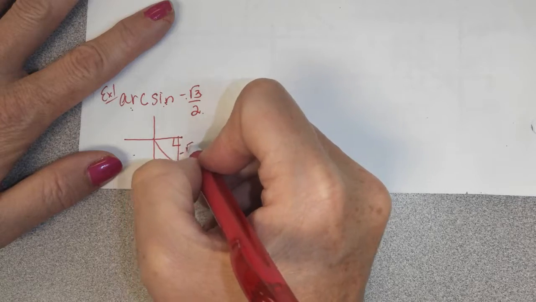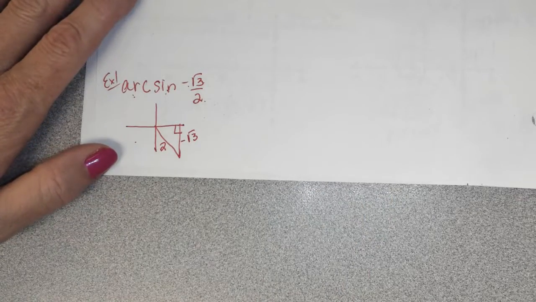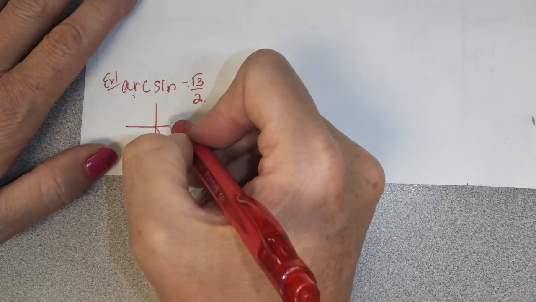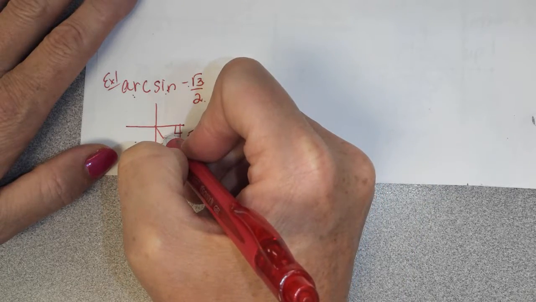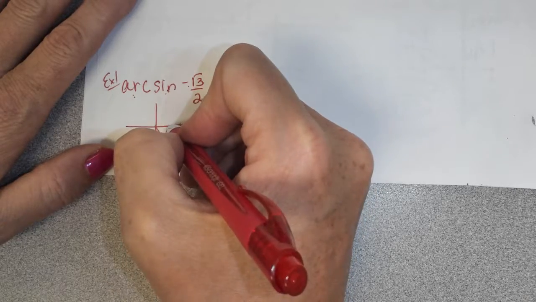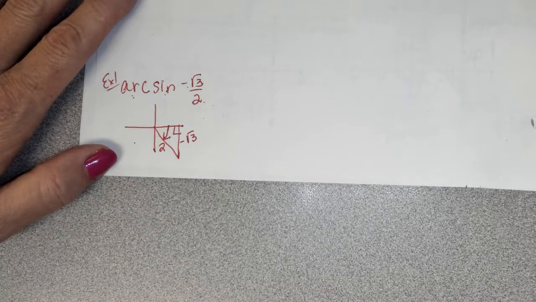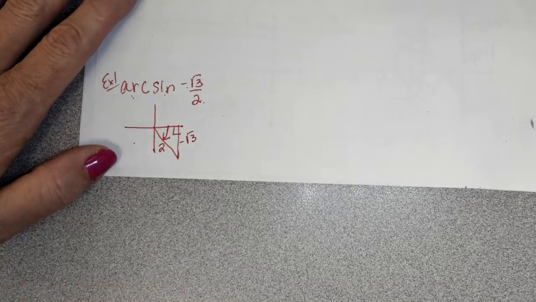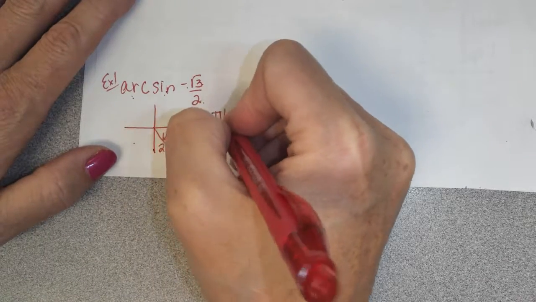Sine is opposite over hypotenuse. I don't want to go this way with it, though, for this angle. Remember in the fourth quadrant how we're going to go in this direction? So what's that answer going to be? 300 degrees, but we want to be in radians, and we want to use something between negative pi over 2 and pi over 2. Negative pi over 3. You guys see why that would be the one correct answer? Because that would be in between negative pi over 2 and pi over 2.